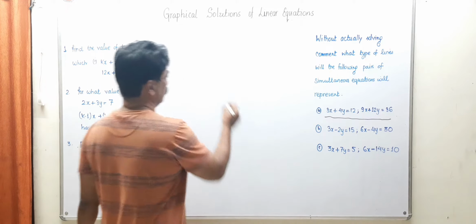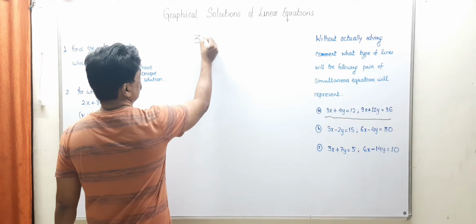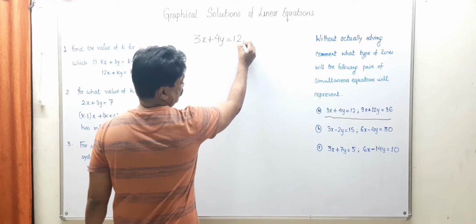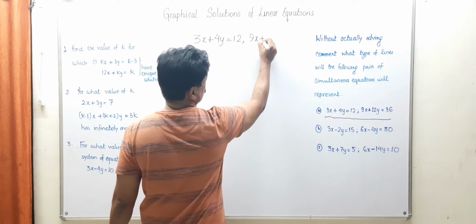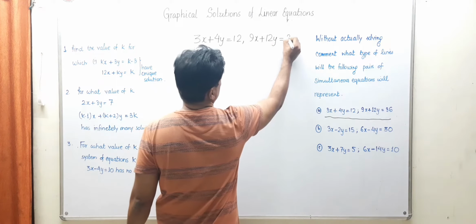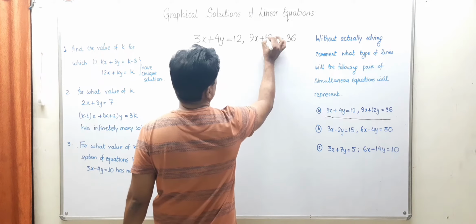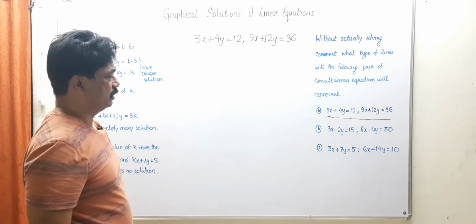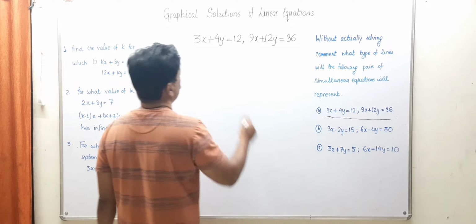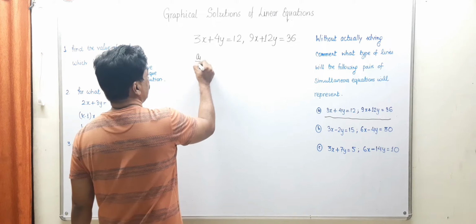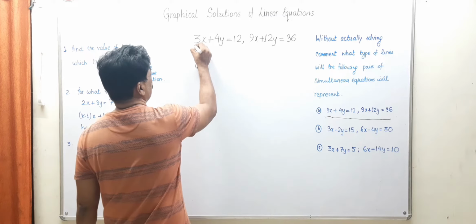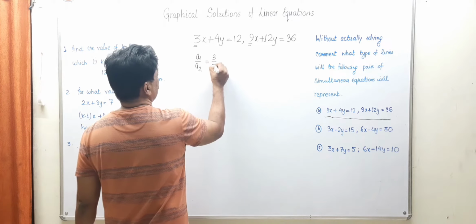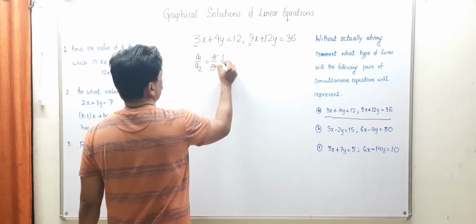So I am writing it a little larger. 3x plus 4y is equal to 12 and 9x plus 12y is equal to 36. Suppose I am doing this now, alright. So what type of line they will represent, let us see. So here I will find out a1 by a2 first. a1 by a2 means coefficient of x in both. So it is 3 by 9, so that is equal to 1 by 3.